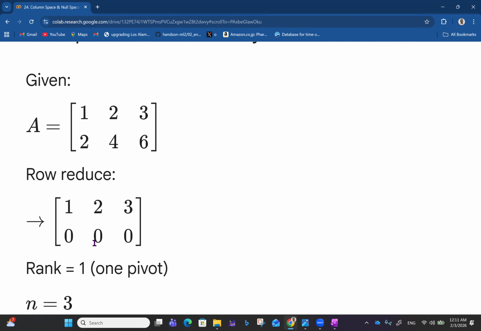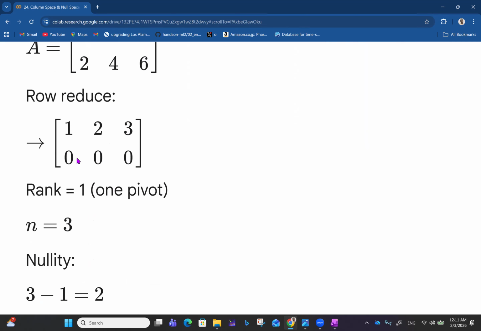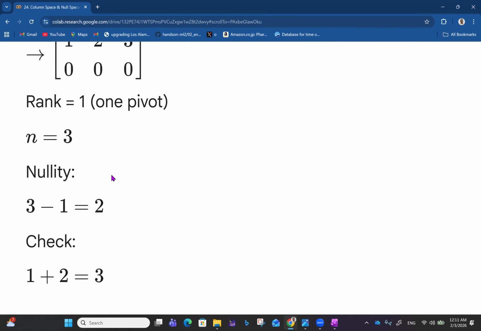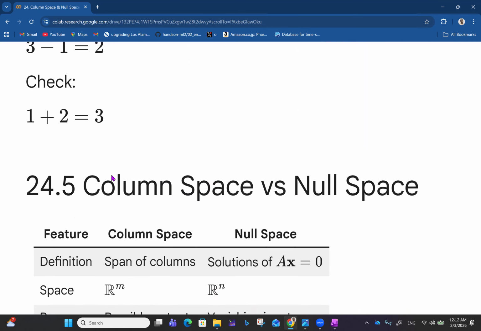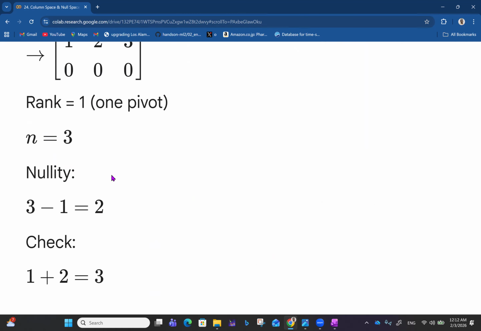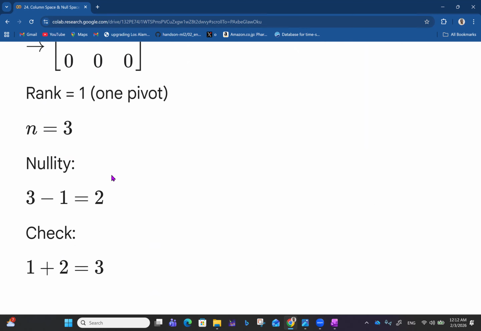And then n equals 3. That means you have three columns, right? n equals 3 talks about the total n. But then, since we have only one rank, the nullity will have to be 3 minus 1, which is 2. So the nullity is these two columns that do not have pivots. If you check, 1 plus 2 is 3, as agreed: the rank plus the nullity should be equal to the number of columns of the matrix.